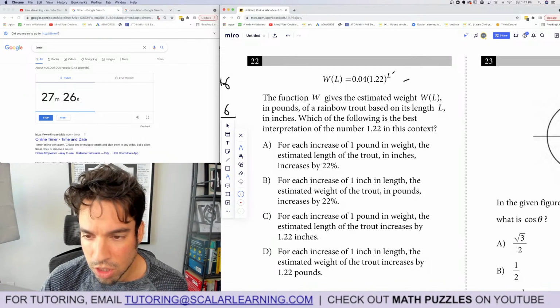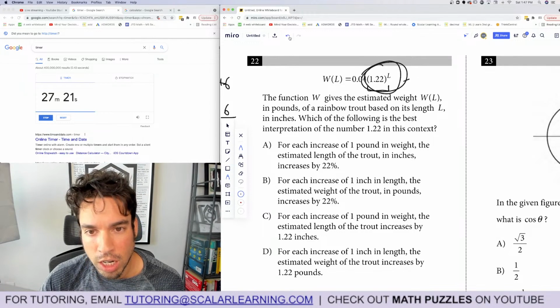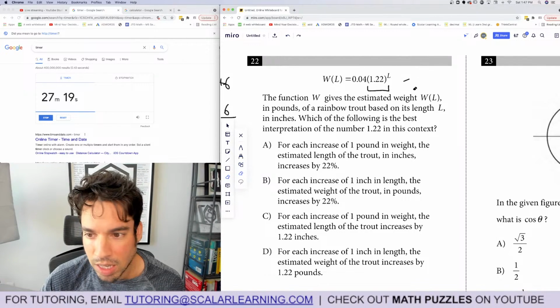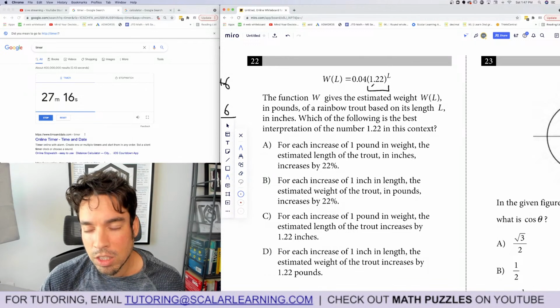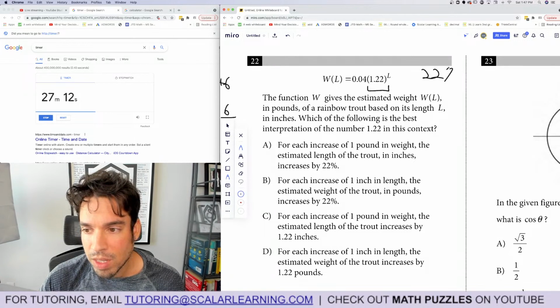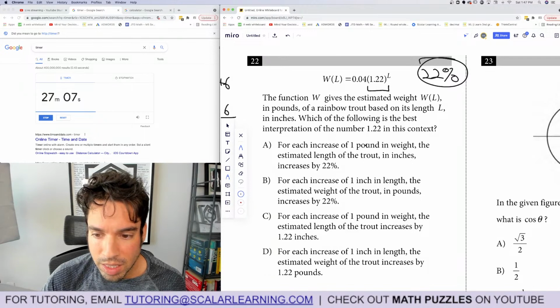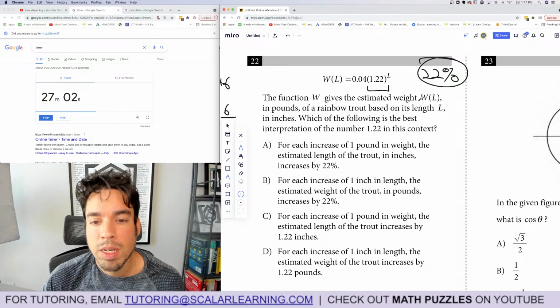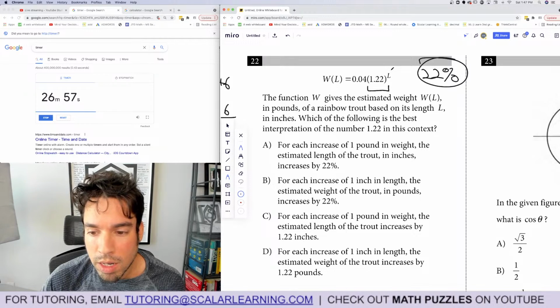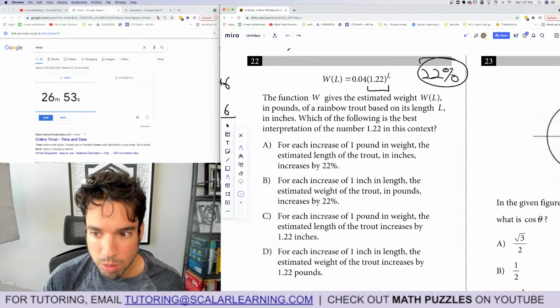Okay, so this is just an exponential equation. 1.22, so in here's the change, either increasing or decreasing. This one is increasing exponentially because it's over 1, and it's changing by a percentage, and 1.22 is like 122%, so it's like increasing by 22% every year. It says for each 1 pound in weight. Well, hold on. Estimated weight in pounds of rainbow trout based on its length. No, so for each 1 inch increase, the weight increases by 22%. So this is backwards.